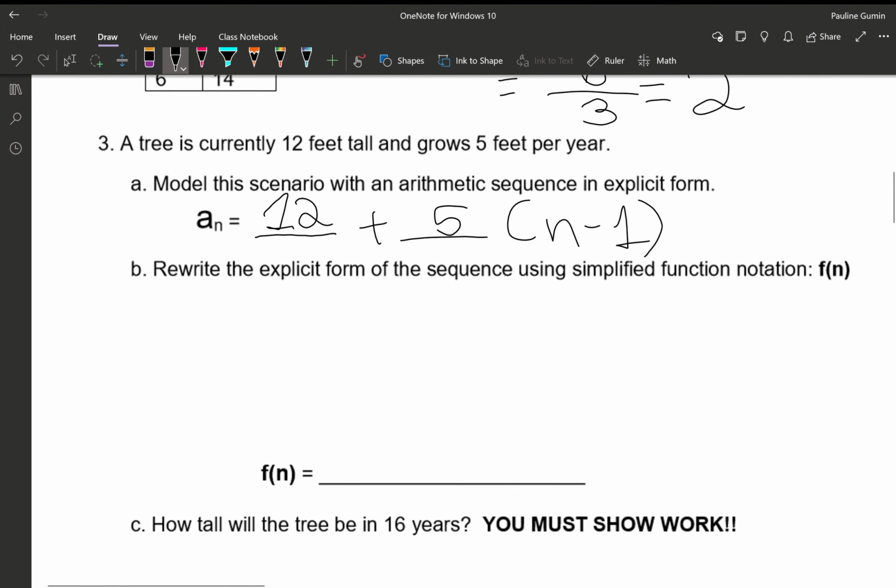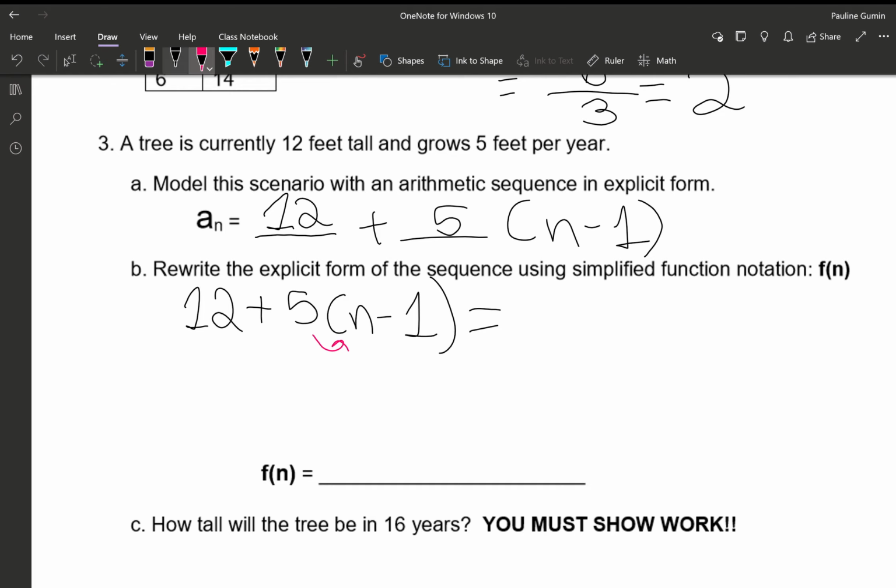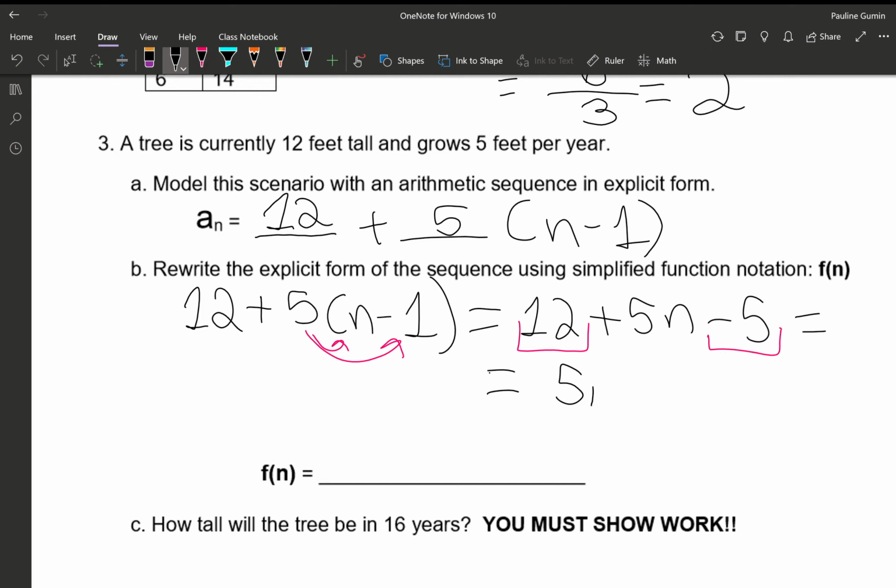For letter B, what we're going to do is rewrite this in simplified form. What that means is I'm going to actually distribute and combine like terms from the formula above. So first I'm going to multiply 5 times n, which is 5n. Then 5 times minus 1, which is minus 5. I've got one more thing to do, and that's combine some like terms. The only like terms I see are the regular numbers. 5n stays 5n, but 12 minus 5 gives us 7. So that is our answer.